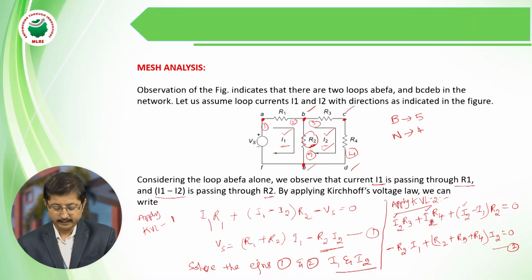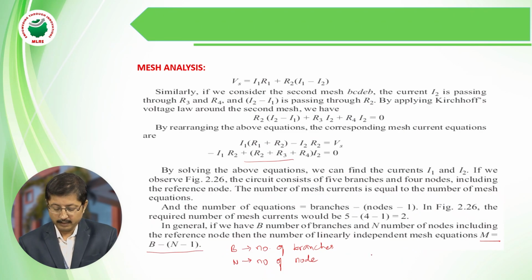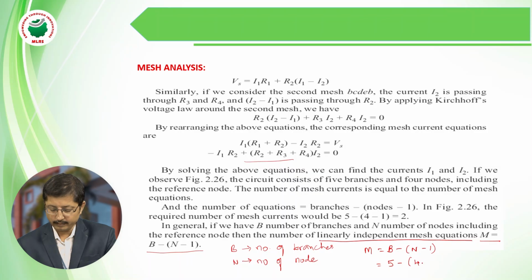So based on this, the number of linearly independent mesh equations is given as m is equal to b minus n minus 1. The branches are 5 and nodes are 4, so 4 minus 1 is 3. So 5 minus 3 is equal to 2. That means the number of linearly independent mesh equations we are getting is 2 based on this formula.